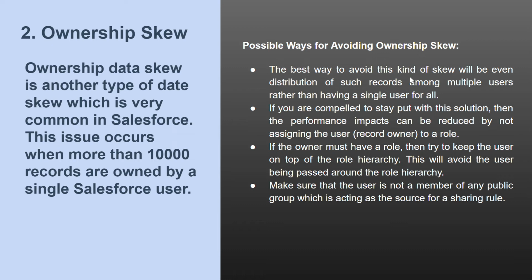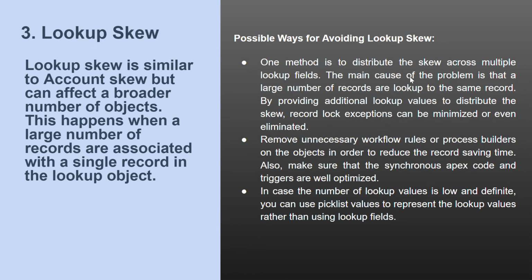If it will be the top one, then it will be recalculated, but it will take less time than expected. And the best way is to not have a role for the particular user who is owning more records. So if you are updating that particular record, it will not go into that recalculation, because that role is not there with that particular user. Make sure that the user is not a member of any public group which is acting as a source for a sharing rule. Okay. The third type is lookup skew.